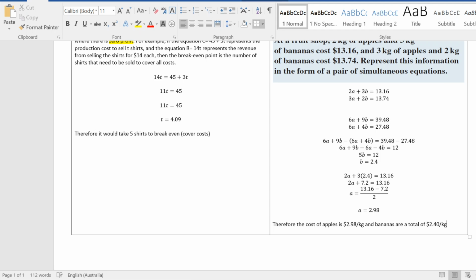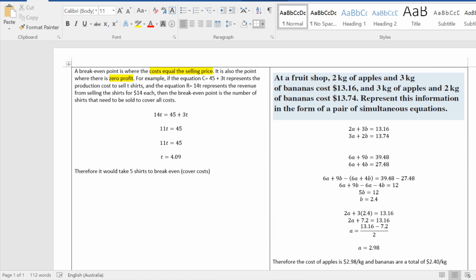And there we go. Through some double checking, we were able to verify our answer. And there is the worked example done for 7.4, guys.